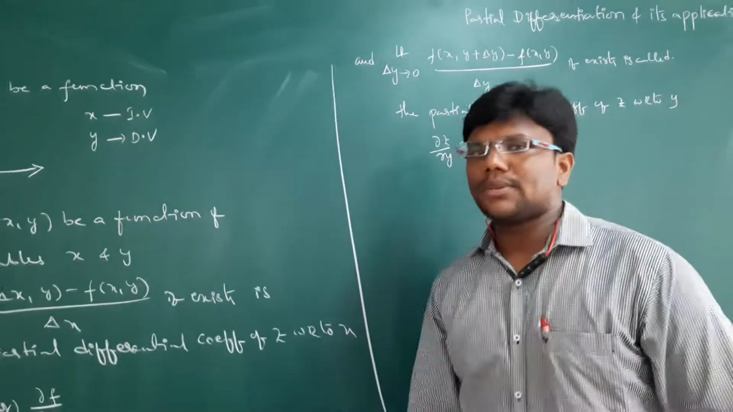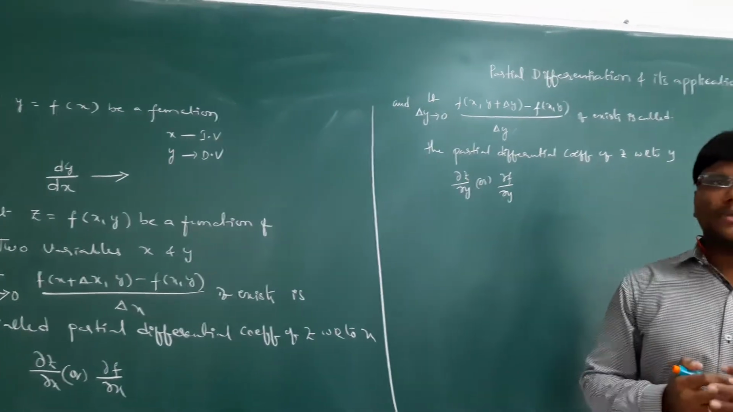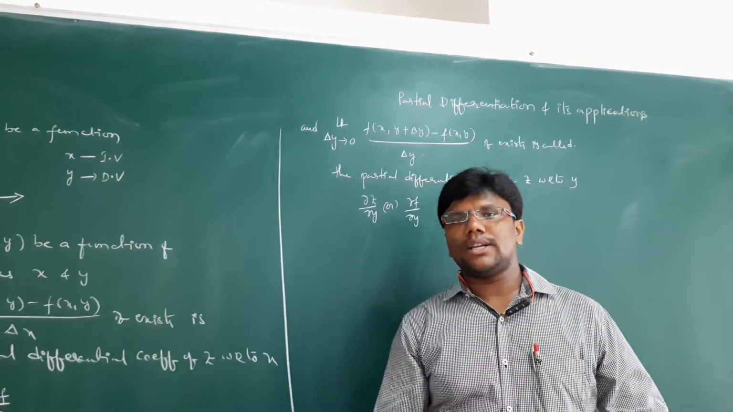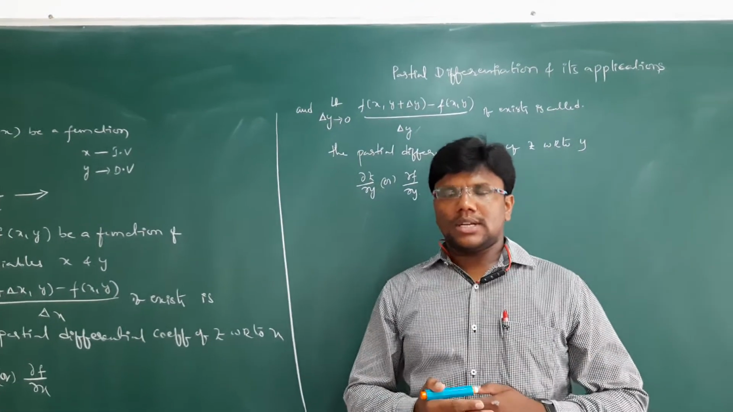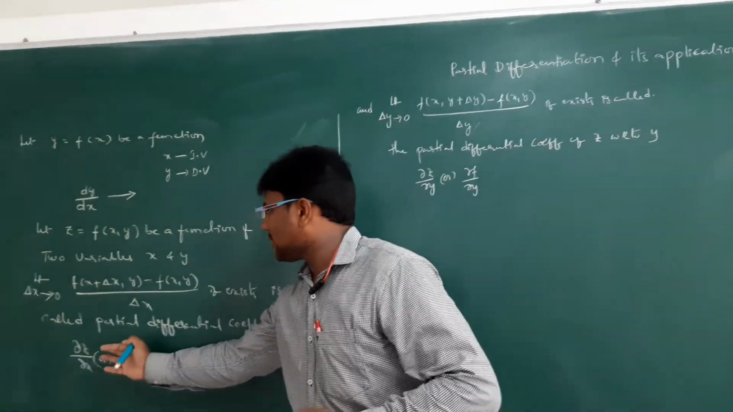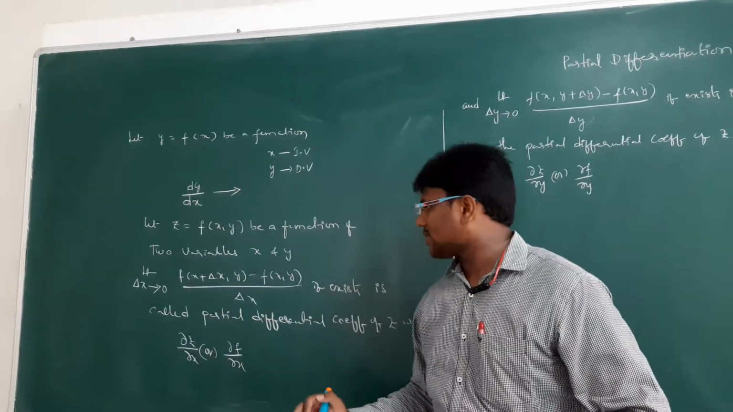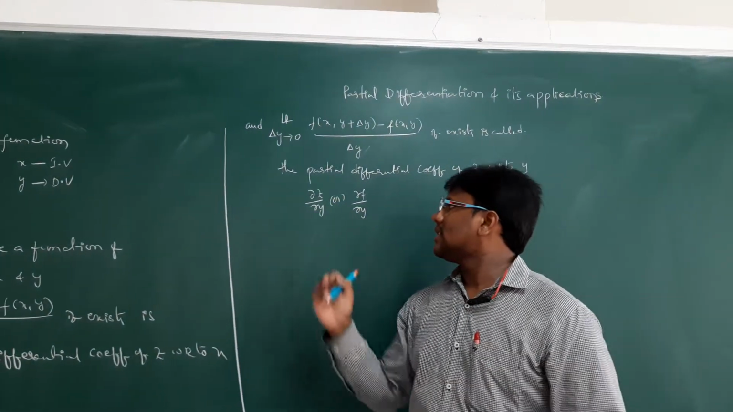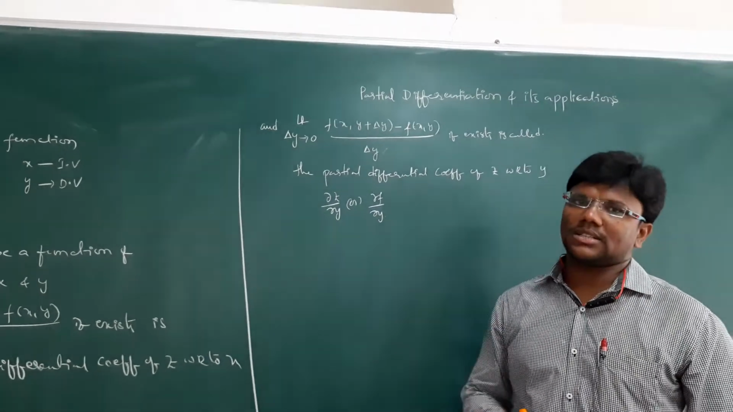These are the partial differential coefficients, dou z by dou x and dou z by dou y. In partial differentiation, there is one dependent variable and its derivative with respect to two or more independent variables. That is called the partial derivatives. The partial differential coefficient of z with respect to x is denoted by dou z by dou x, and with respect to y by dou z by dou y.